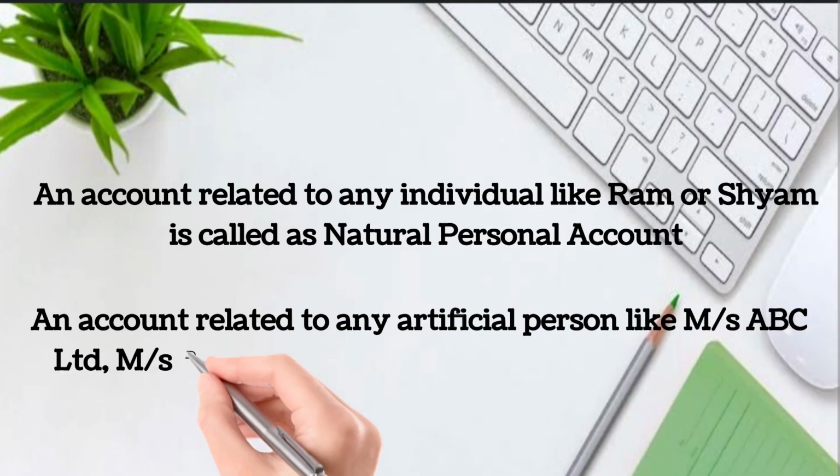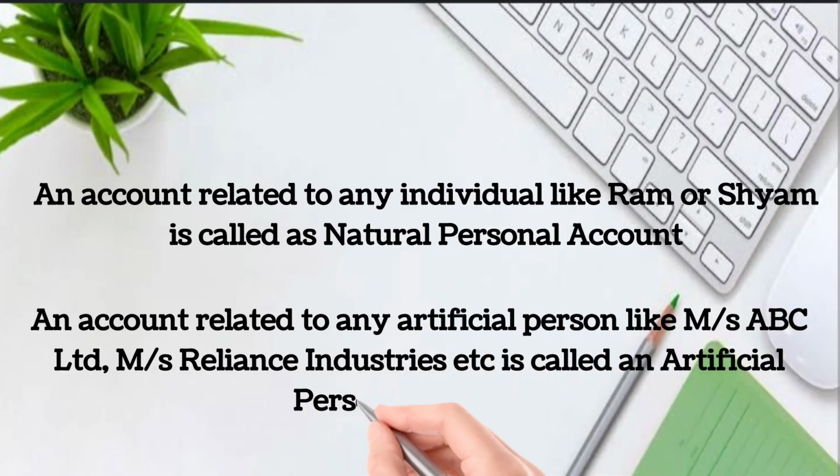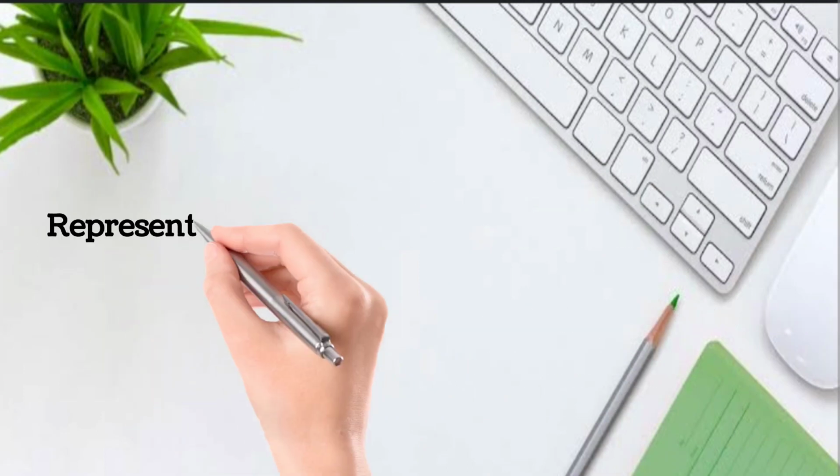Next is the artificial personal account. This is an account that is related to any artificial person, like ABC Limited or MS General Trading Limited, MS Reliance Industries, etc. So it is not a real person, it is an artificial person, right? So it is called an artificial personal account.